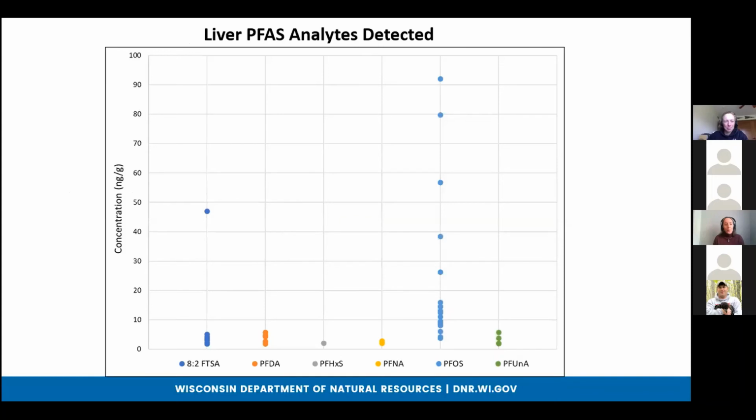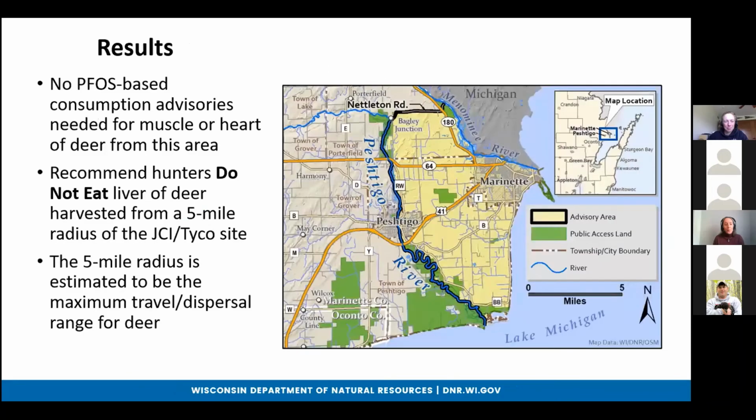sample of liver. And so as a result, although no PFOS-based consumption advisories were needed for muscle or heart tissue from this area, we did recommend that hunters do not eat liver from deer harvested within a 5-mile radius of the specific location in Northeast Wisconsin. It's called the JCI Tyco facility.